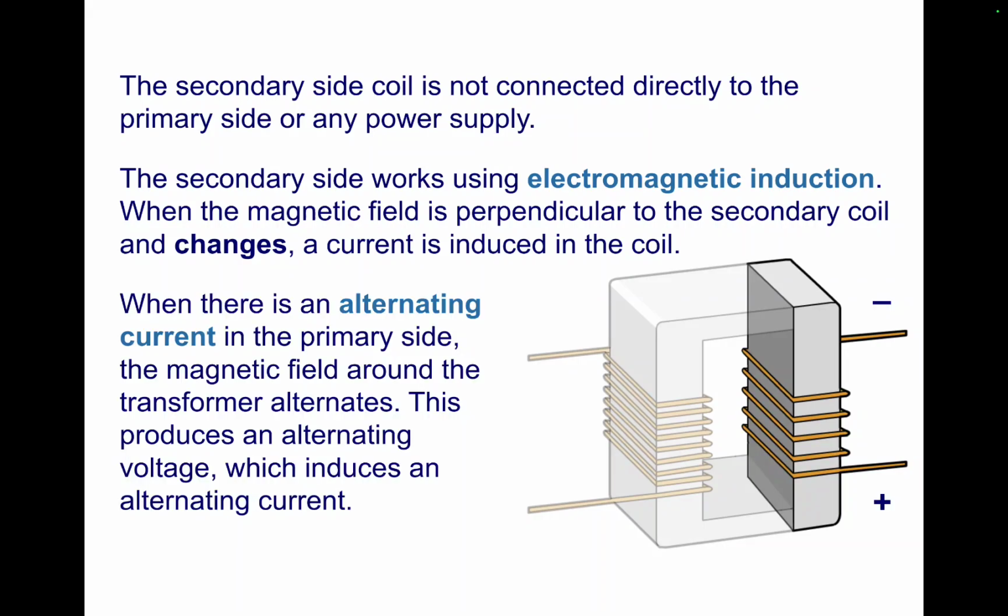So again, when there is an alternating current in the primary side, the magnetic field around the transformer alternates, as I've already stated, which then leads to the alternating voltage and the induced alternating current in the secondary coil. So it's basically a two-step process. I advise you read through that carefully, make any relevant notes, and then I'll move on.